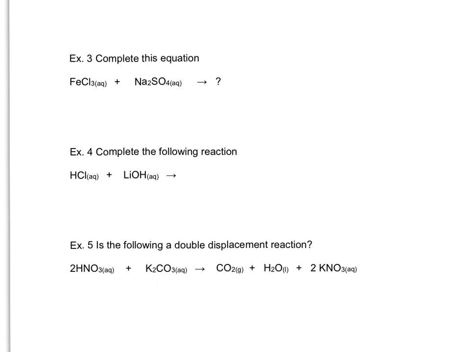So, example number 3, complete this equation. We have iron 3 chloride plus sodium sulfate. What do they make? Well, we need to switch this first part again. So we put iron with sulfate and sodium with chlorine. So iron 3 sulfate. Sulfate has a charge of 2, so when we cross and drop, and iron has a charge of 3, there's our iron 3 sulfate formula, and sodium chloride.